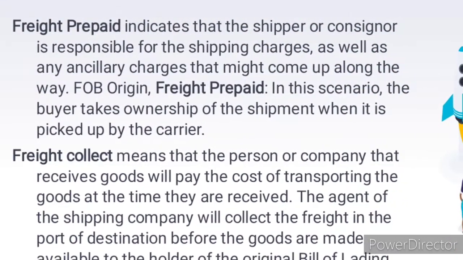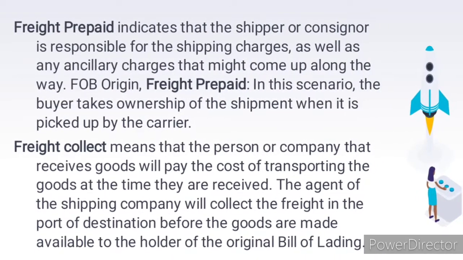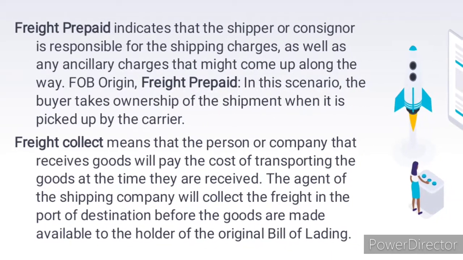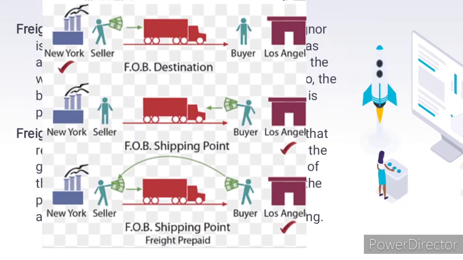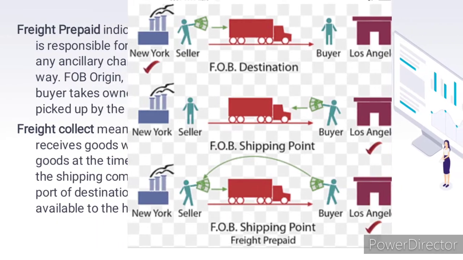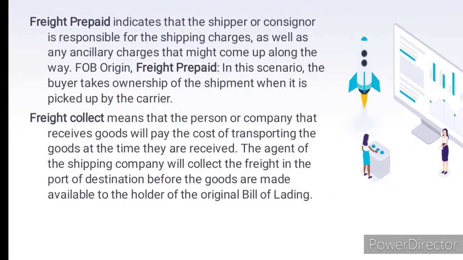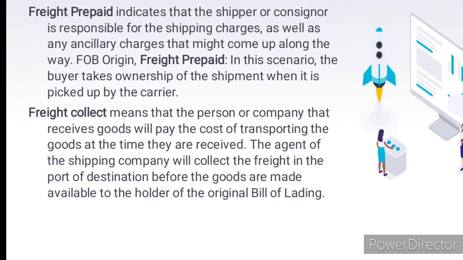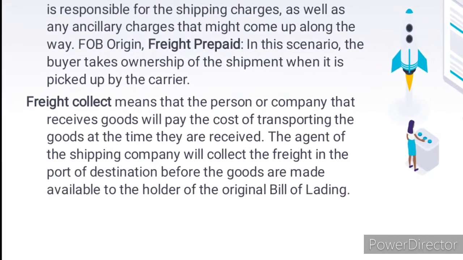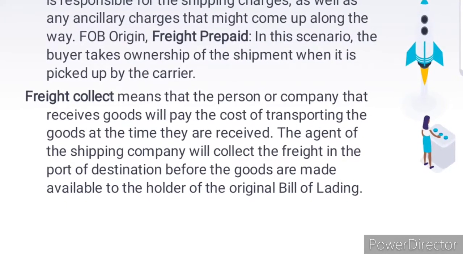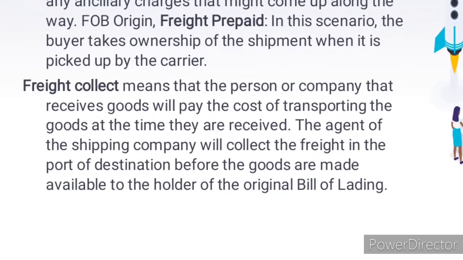Freight prepaid indicates that the shipper or consignor is responsible for the shipping charges, as well as any ancillary charges that might come up along the way. FOB origin, freight prepaid. In this scenario, the buyer takes ownership of the shipment when it is picked up by the carrier. Freight collect means that the person or company that receives the goods will pay the cost of transporting the goods at the time they are received. The agent of the shipping company will collect the freight at the port of destination before the goods are made available to the holder of the original bill of lading.